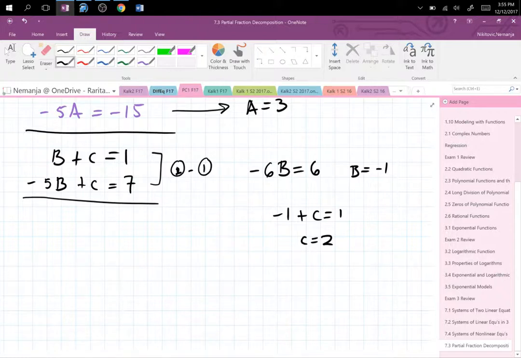What happened? Yeah. Minus 5 minus b because I'm subtracting. So minus 5 minus 1 is minus 6, right? C minus c is 0. And then 7 minus 1 is positive 6. So negative 6b equals 6.